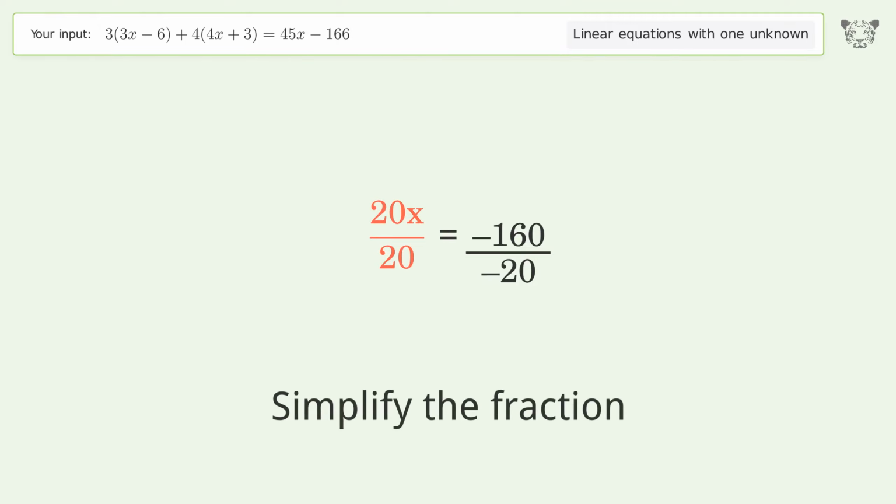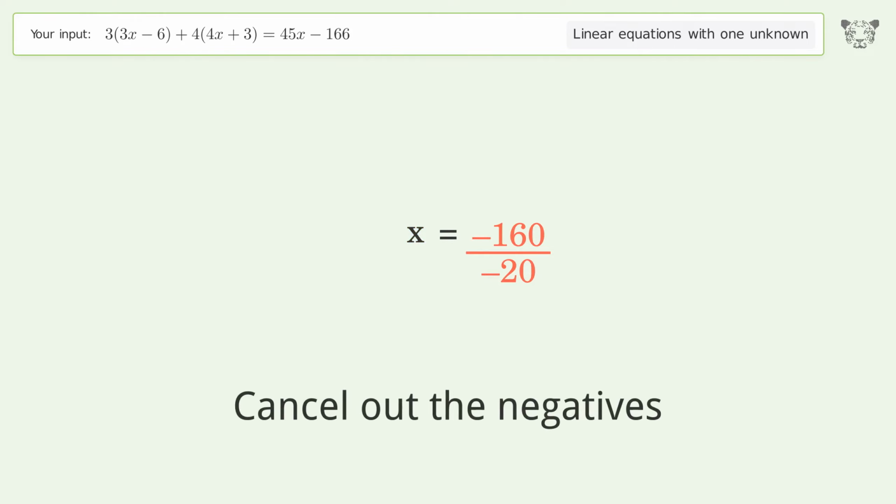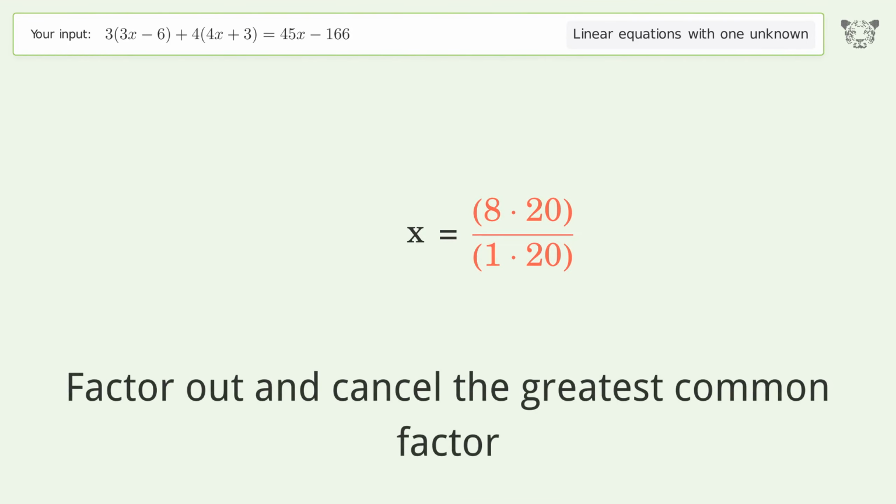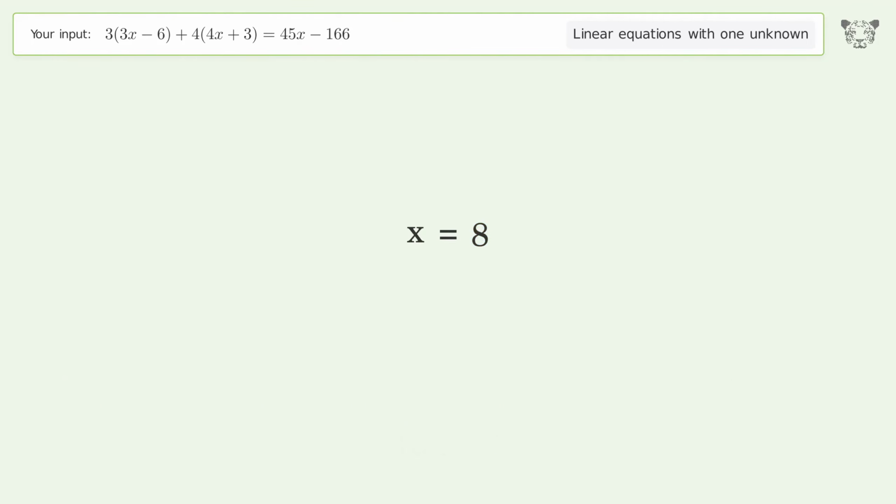Simplify the fraction. Cancel out the negatives. Find the greatest common factor of the numerator and denominator. Factor out and cancel the greatest common factor. And so the final result is x equals 8.